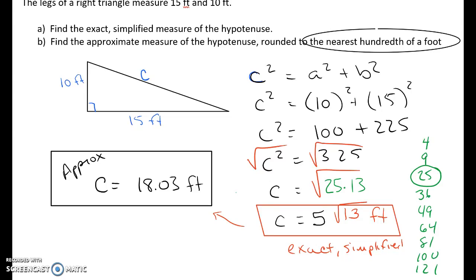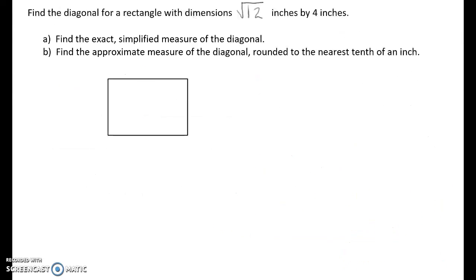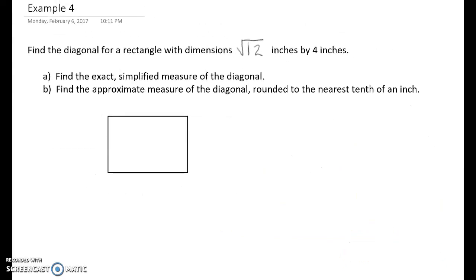All right, I'm ready to do one more example of that sort. Example 4. Find the diagonal for a rectangle with dimensions root 12 inches by 4 inches. Again, we're going to find the exact simplified measure of the diagonal and the approximate measure rounded to the nearest tenth of an inch. I will again label my sides. In this case, I will draw in a diagonal that I'm looking for. I'm going to call that C and set up my Pythagorean theorem.